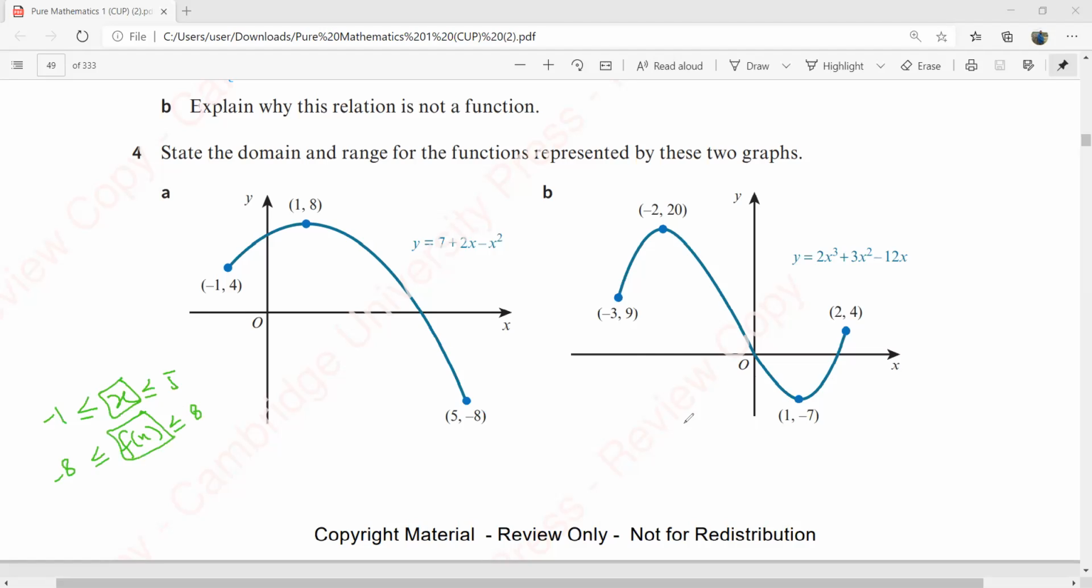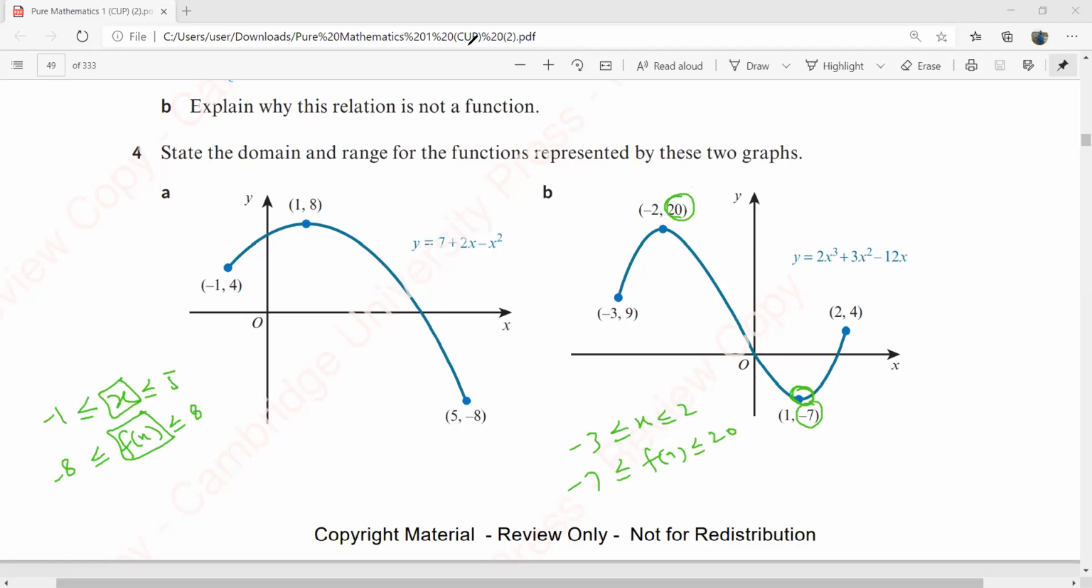Similarly, I'm just going to wind it up. The domain over here is going to be x is between -3 and 2, and the range is going to be between, the minimum value is over here and the maximum value is over here, okay? So this is between -7 and 20.